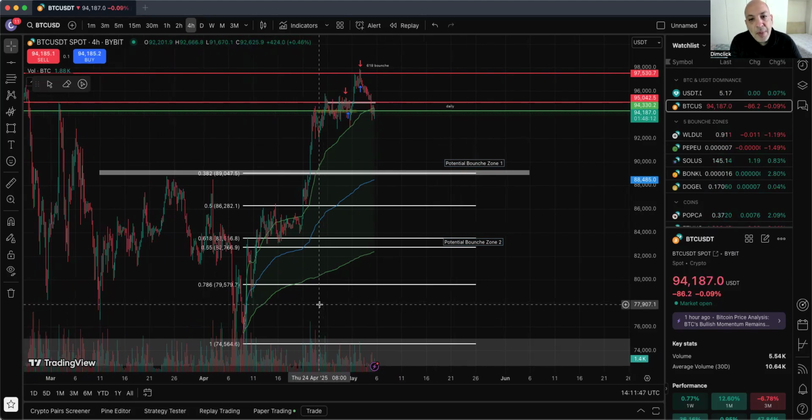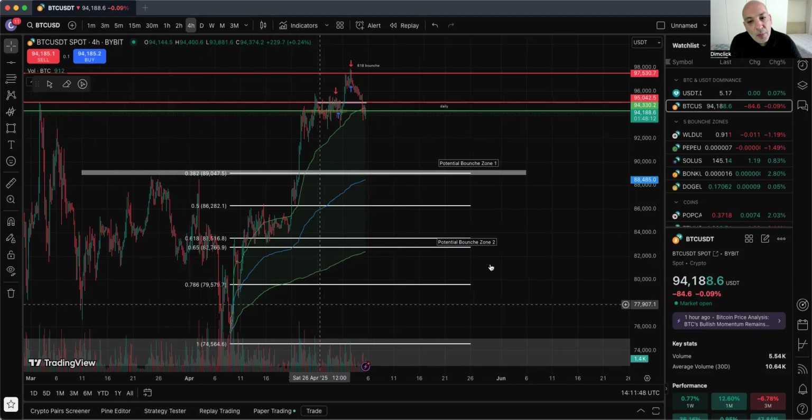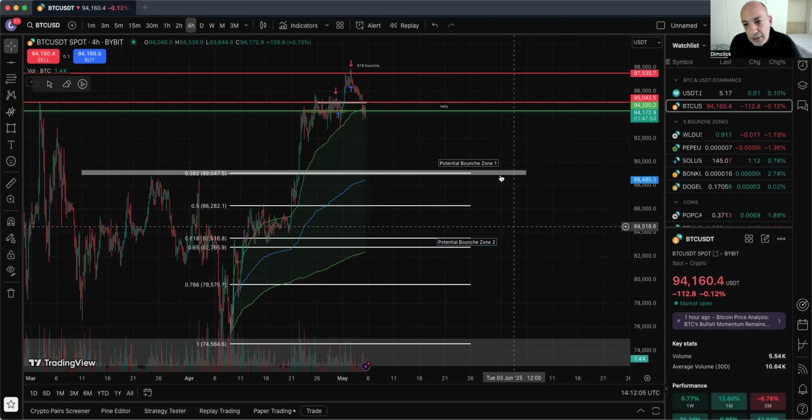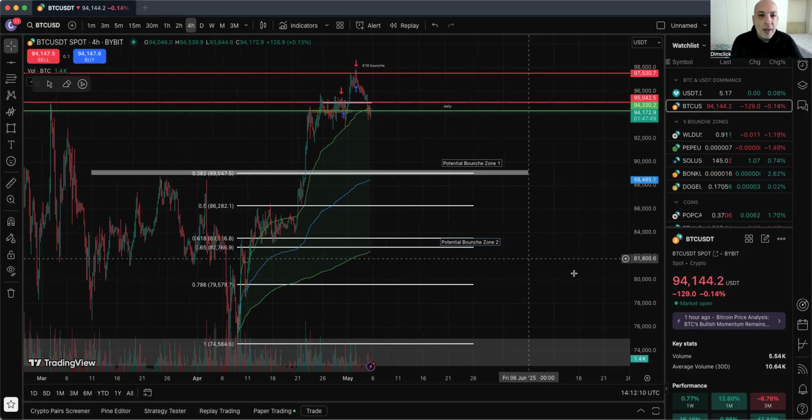The potential bounces for Bitcoin for me, number one is this. I expect that it will come to 84K or 86K, and a lesser bounce zone is 89K for me.